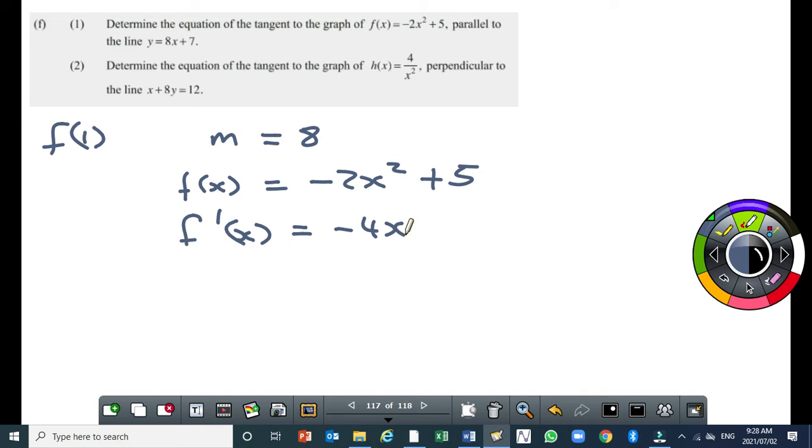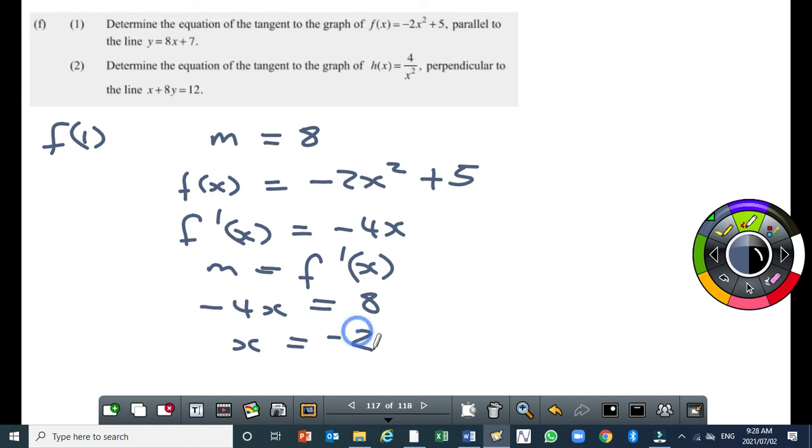Then you need to remember that m is equal to f prime of x. Therefore, I can say minus 4x is equal to 8. Then you divide both sides, you get x equal to negative 2. So it means at the point of contact between the tangent and the graph, the value of x at that point of contact is going to be negative 2. But I also need to find the y value at that point, because I can't find the equation of the tangent without knowing the value of y at the point of contact.